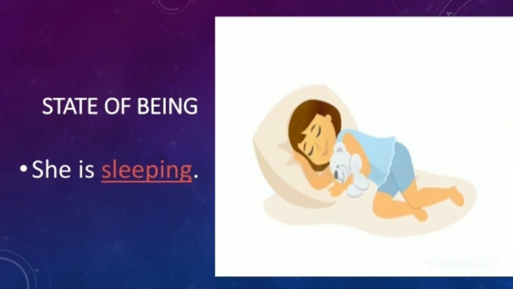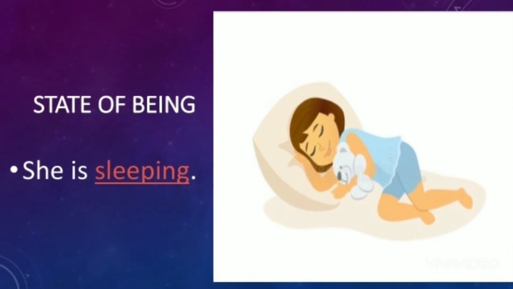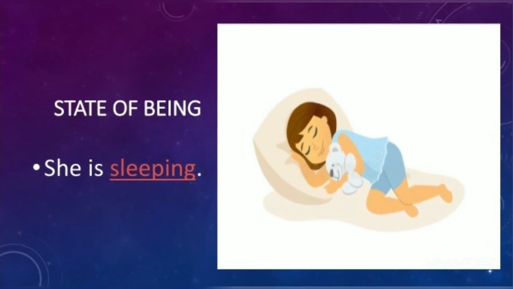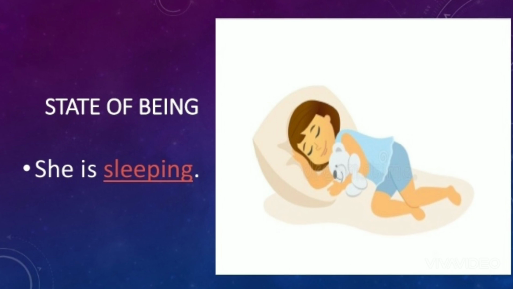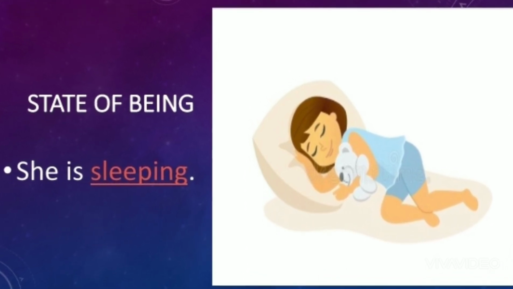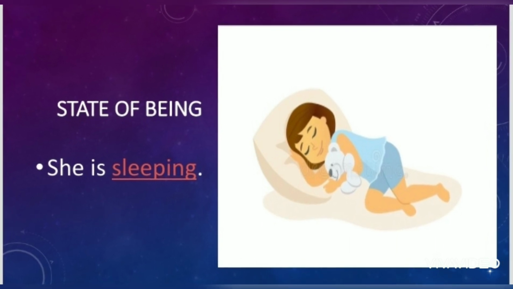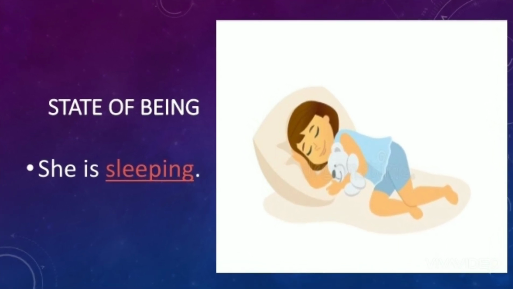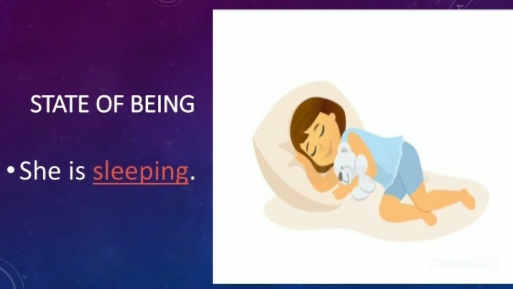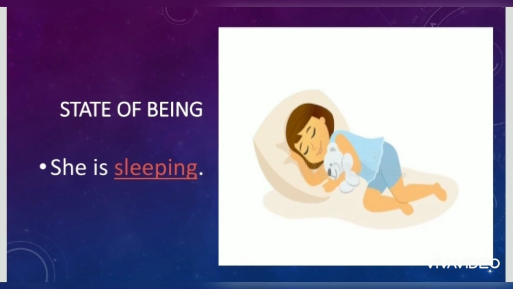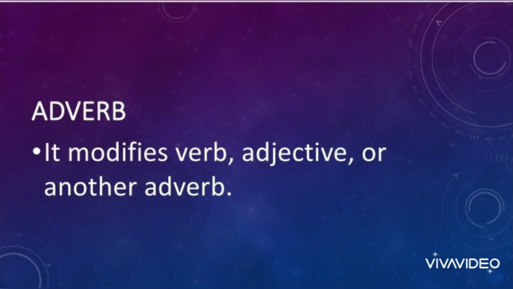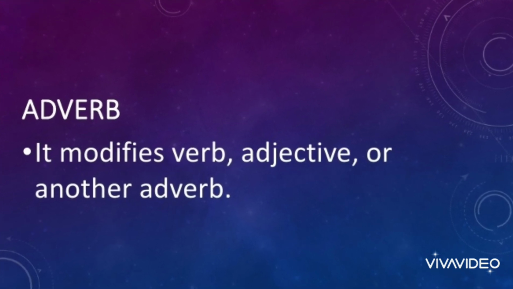And other example is state of being, in which you are not performing an action, but at the same time you are doing something, like she is sleeping. She is not performing an action by moving her hands, but she is sleeping. So sleeping is state of being. What kind of state is she in? She is sleeping. So sleeping is also a verb. Sleeping, writing, doing something, running, all of these things are examples of verbs.